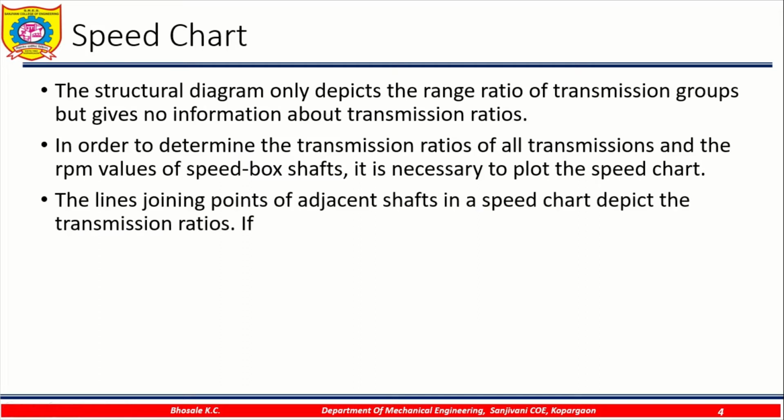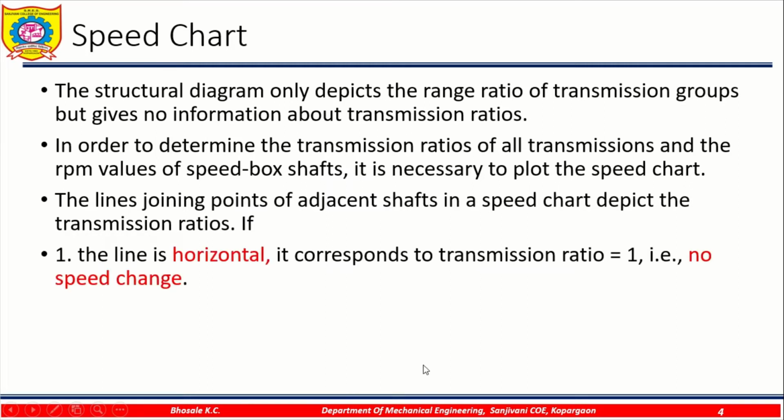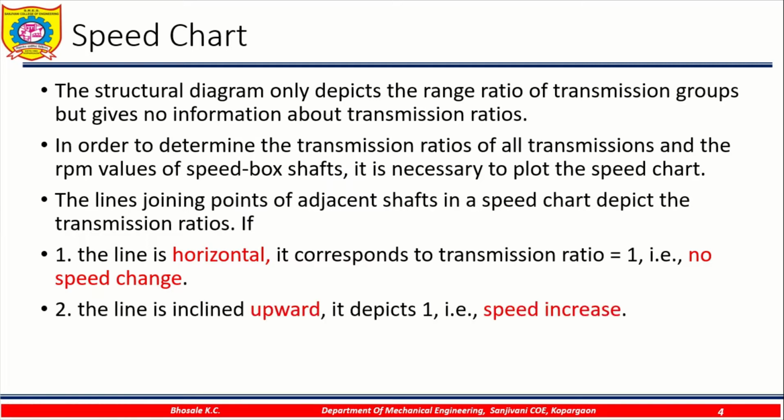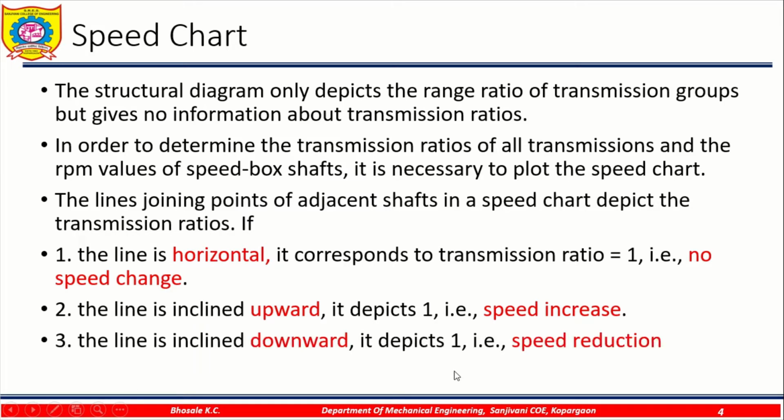The lines joining the points of the adjacent shaft in a speed chart depict the transmission ratio. If the line is horizontal, it corresponds to the transmission ratio 1, that is no speed change. If the line is inclined upward, it indicates that the speed is increasing. If the line is inclined downward, it indicates that there is a speed reduction. Likewise, if the line is horizontal, there is no change in the speed. If the line is going upward, the speed will increase, and if the line is going downward, it is showing the speed reduction.